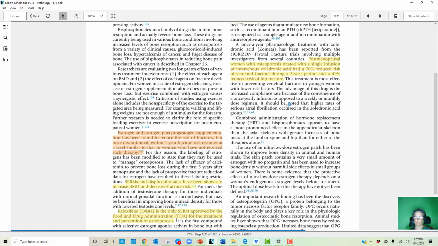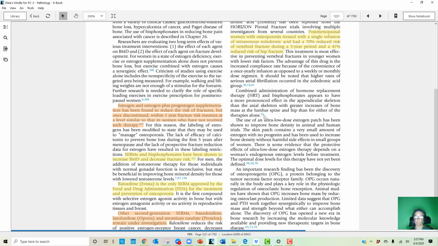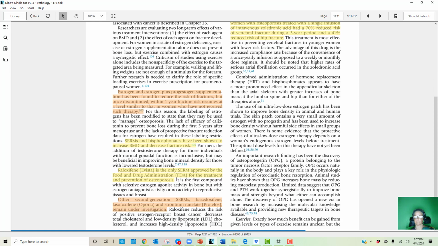The advantage of this drug is the increased compliance rate because of the convenience of a once-yearly infusion as opposed to a weekly or monthly dose regimen. It should be noted that higher rates of serious atrial fibrillation occurred in the zoledronic acid group.